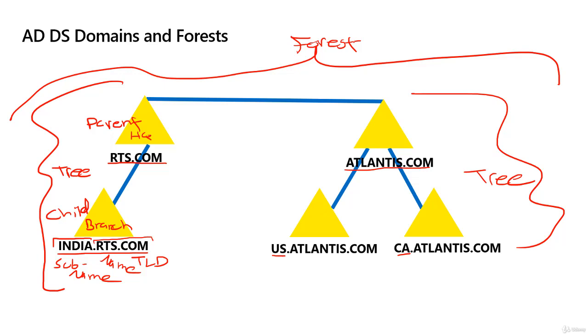Now, this can be a little confusing. I know sometimes it may seem like, what's the point of it all? Why do I need multiple trees? Why do I need multiple forests? But one way to think of it, let's say I have a group of administrators here. They work in RTS. They are responsible for everything in RTS. They manage every user that works in the headquarters location. They manage every computer account.